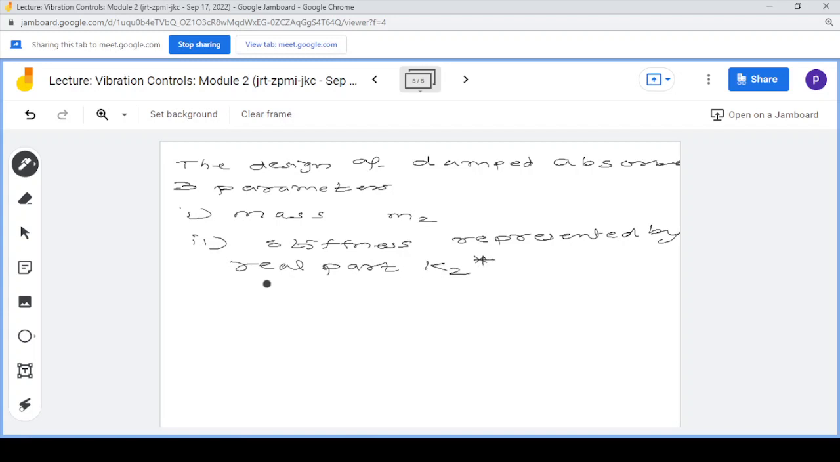Now why are we saying the real part of K2? Because K2 is a complex stiffness. So first we will consider the real part of K2, and the third component is the damping, represented by the imaginary part of K2. So we'll now consider the damping, which is represented by the imaginary part of K2.